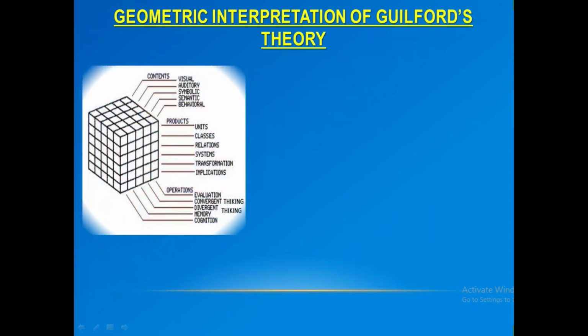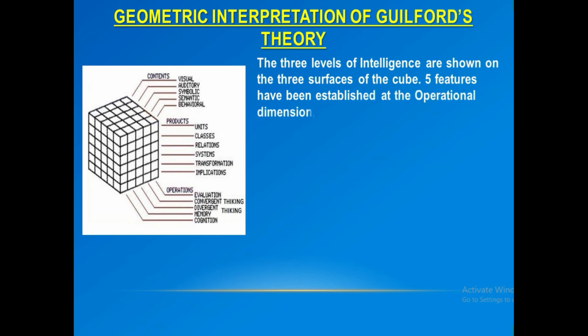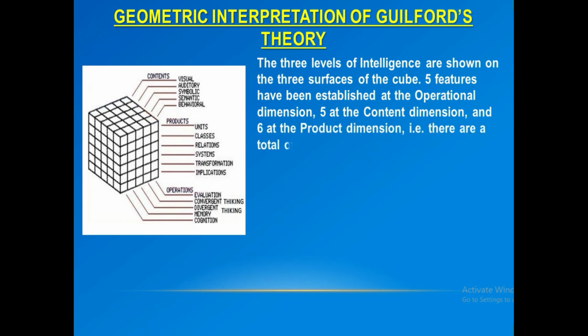Now we see the geometric interpretation of Guilford's theory. Here we see a picture. The three levels of intelligence are shown on the three surfaces of the cube. 5 features have been established at the operational dimension, 5 at the content dimension and 6 at the product dimension. That is, there are a total of 5 times 5 times 6, 150 elements of intelligence.